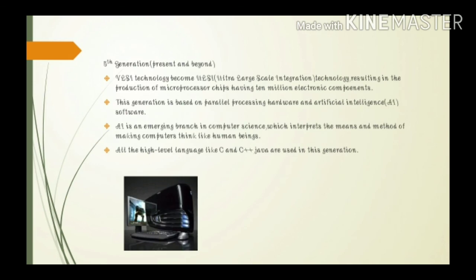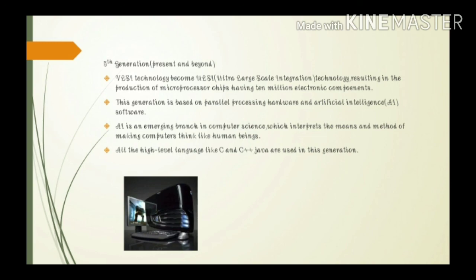The second thing is the fifth generation. VLSI technology became ULSI, ultra large scale integration technology, resulting in the production of microprocessor chips having 10 million electronic components. This generation is based on parallel processing hardware and artificial intelligence software.